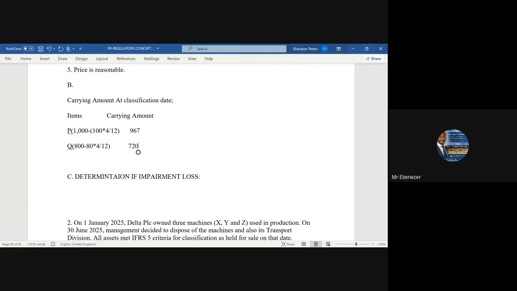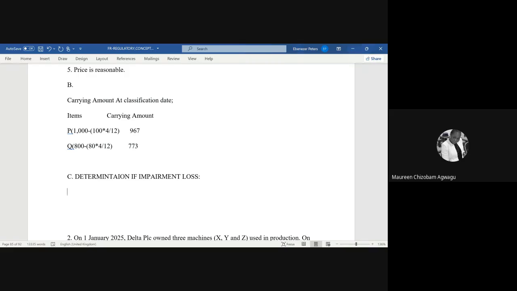Matching Q. 4/12 multiplied by 80 will give us how much is this now? Will give us 80, right? No, this one is not correct, please. What is the answer for this second matching Q? 773. So meaning that 27 will be the depreciation for the whole year. So 800 minus 27 will give us 773. It's as simple as that. Are we clear enough? Maureen? Sir, thank you. All right.